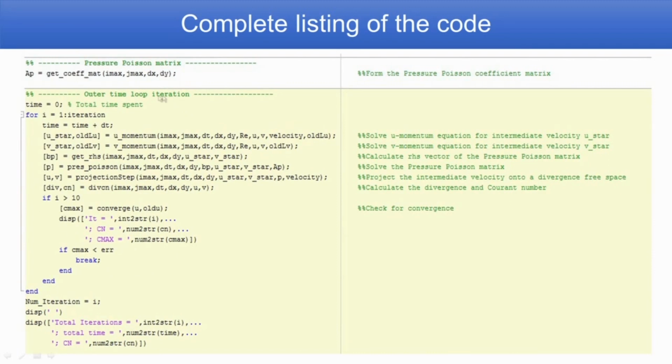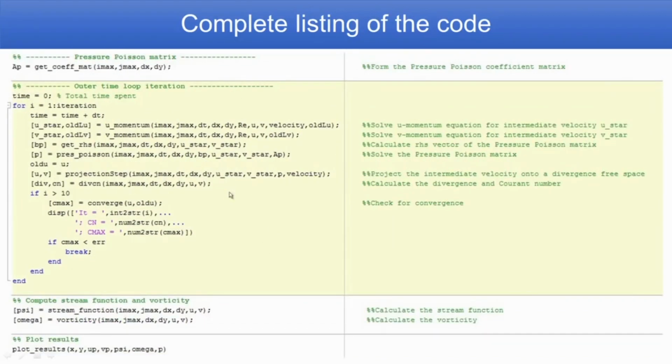We have already seen it part by part. The first line is for the pressure Poisson coefficient matrix, then you have the outer loop, time step, then the iteration starts. We calculate u momentum and v momentum separately, and this line corresponds to the right side vector of the pressure Poisson matrix. Then you solve the pressure Poisson equation, get the solution for pressure, then do the projection step to get the correct u and v velocity, check for divergence and also check Courant number. Then you check whether it is within the number of iterations and within Courant number, and then you break or continue. Finally, you have a list of displays: number of iterations, total iterations, Courant number, etc.